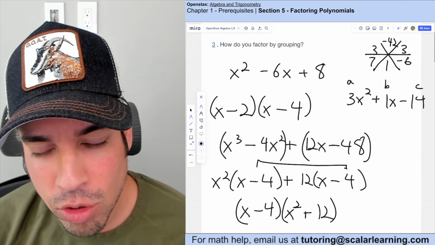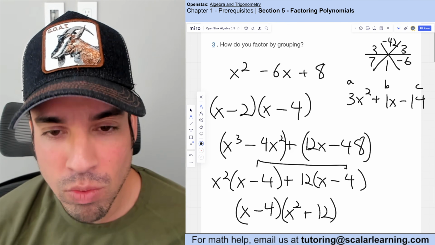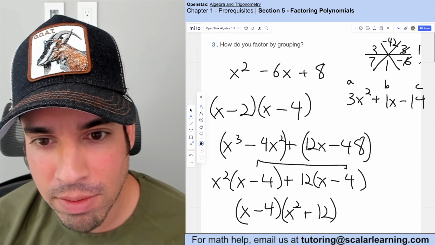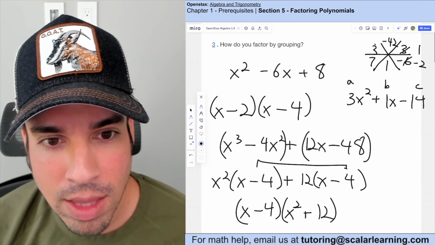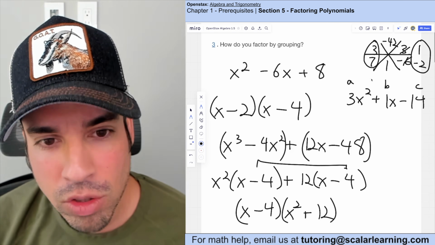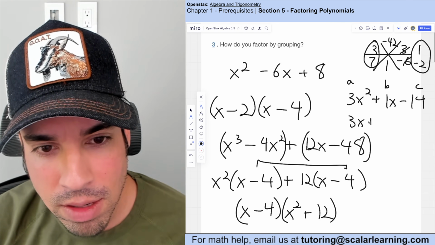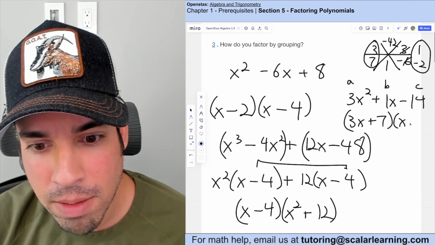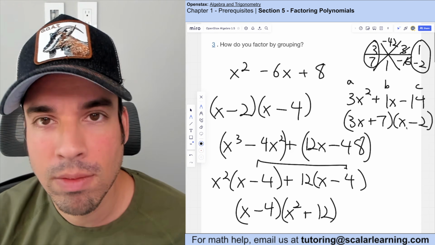Then I'm going to take these two terms on top of each other, reduce them like a ratio, and I can divide them both by 3. So I've got 1 and I've got negative 2. Then this comprises one binomial, this comprises the other. So it factors to 3x plus 7 times x minus 2.